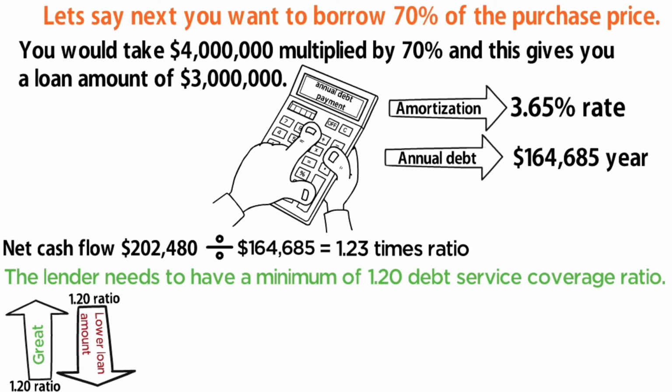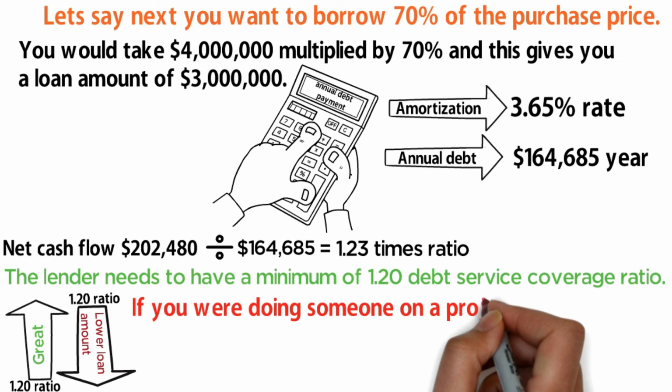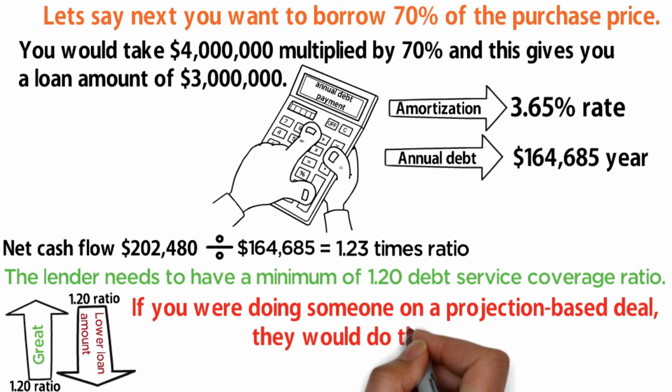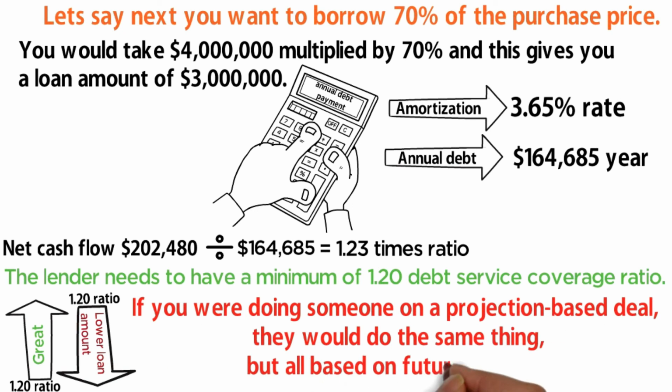If you were doing a projection-based deal, they would do the same thing, but all based on future numbers. This is the debt service coverage ratio.